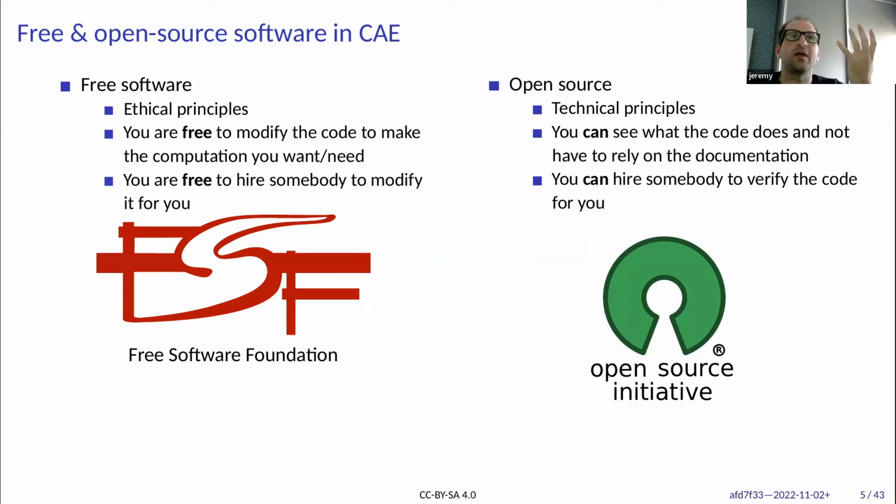If you never had access to the source code, you would never be able to modify it, and you would never be able to hire somebody to modify it for you. Same thing for open source. So you can see what's going on. You can hire somebody to see what's going on inside the code if you don't know how to code or you don't understand code. So if you have a free and open source thing, you have freedom and you can do stuff.